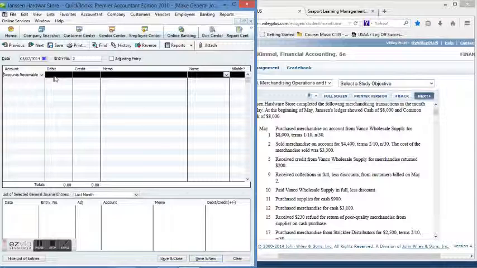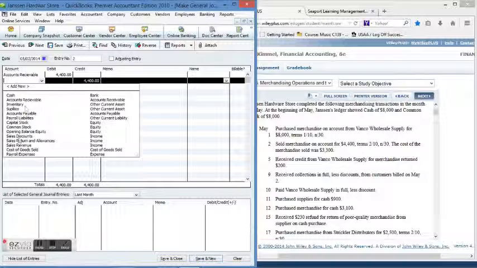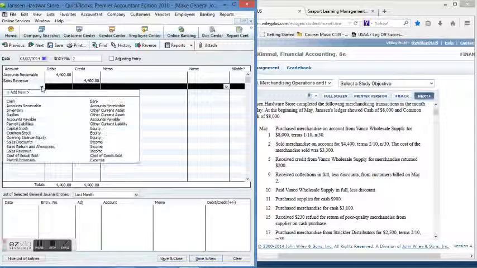Sold merchandise for $4,400. So accounts receivable, $4,400, excuse me, accounts receivable. Sales revenue. Put in a little memo there. Put in the terms that we have going on. Put in the terms here in a minute.